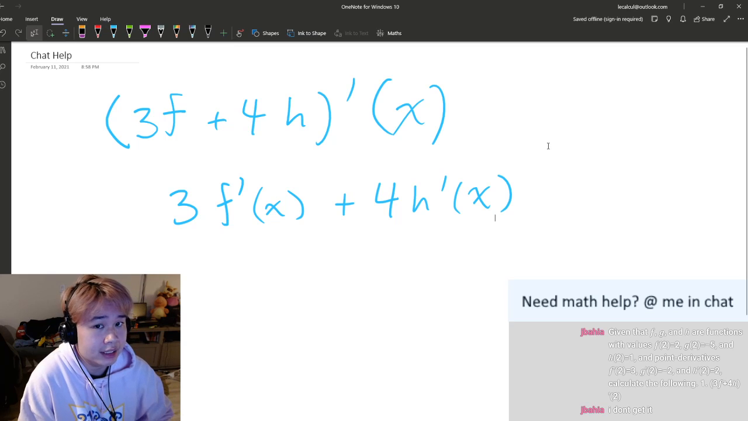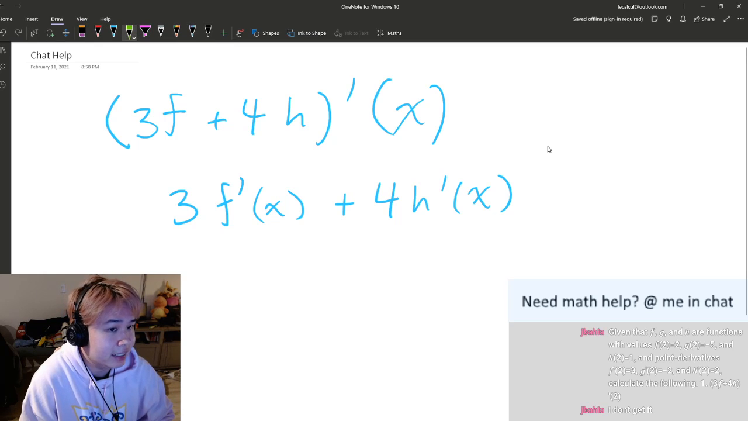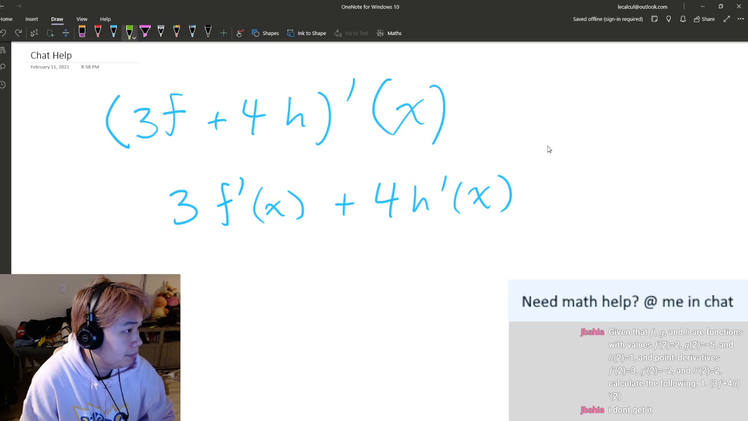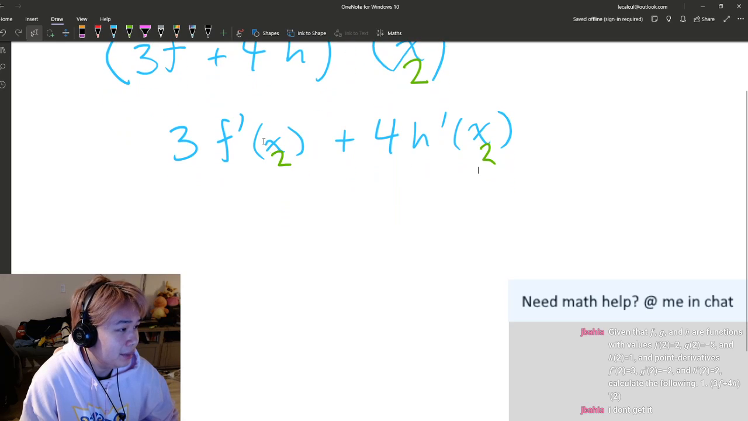And then we can evaluate this. So this wants it at the x value 2, right? So that means that we're finding the derivatives at f prime at 2 and then at h prime at 2. And the question tells you what these values are. So then the answer is 3 times whatever this is plus 4 times whatever this is. So you can probably take it from there.